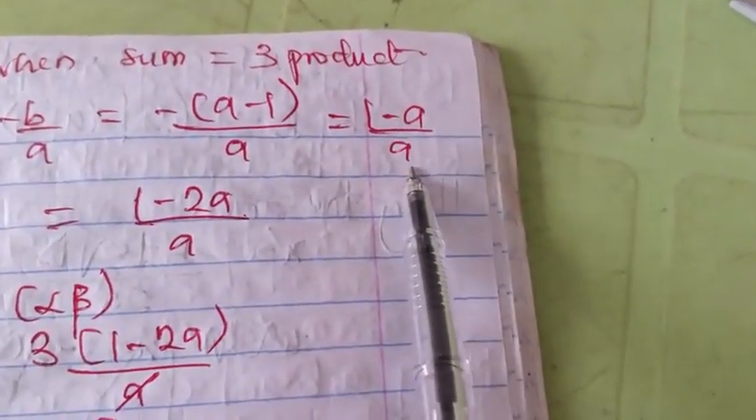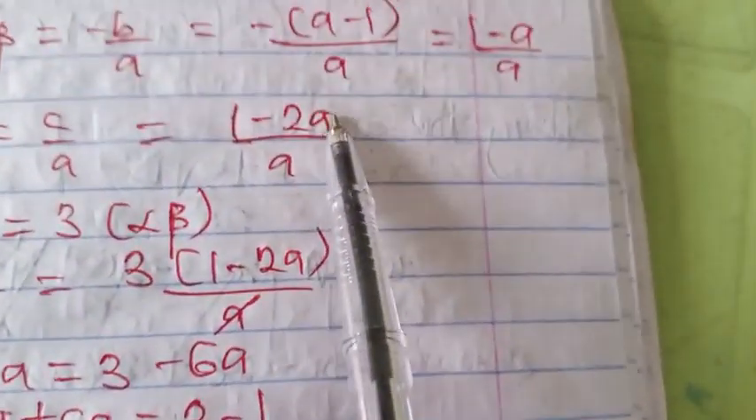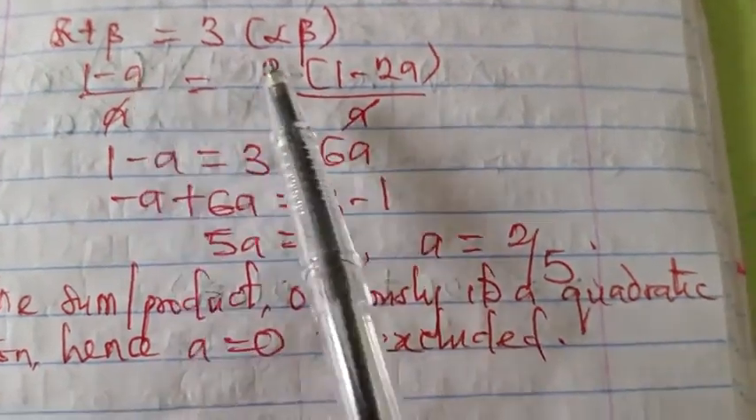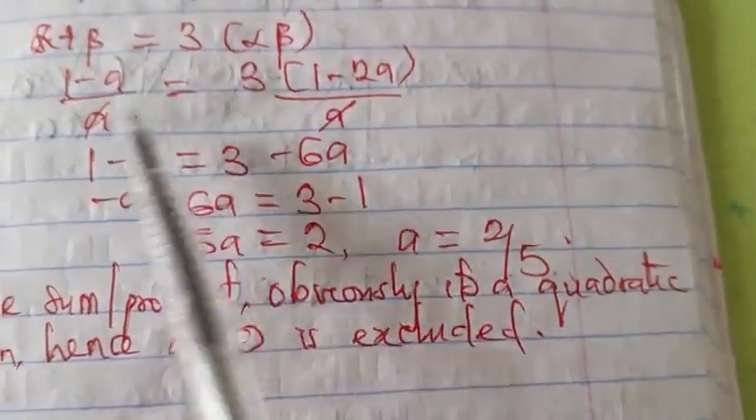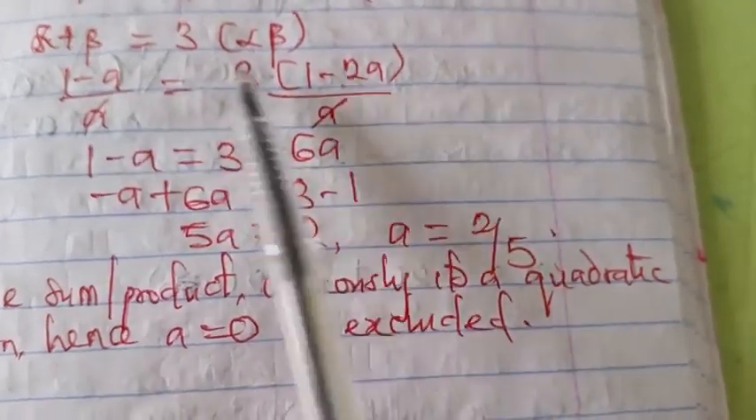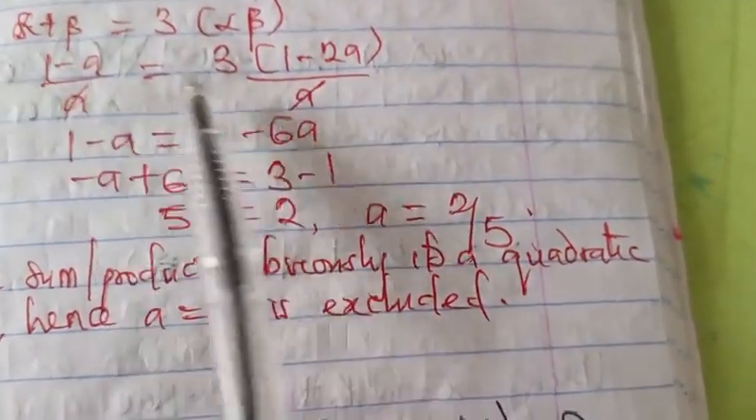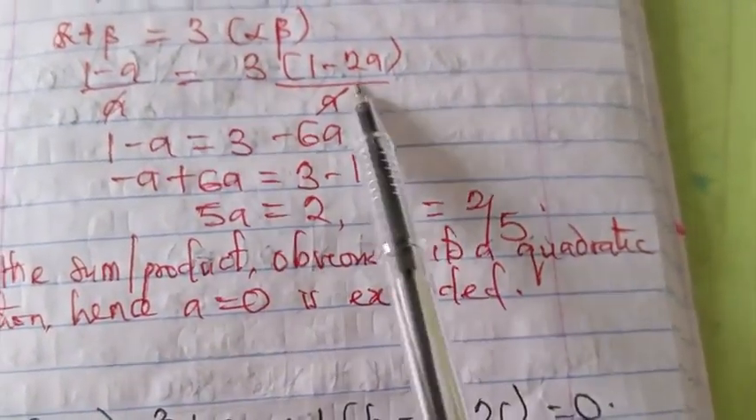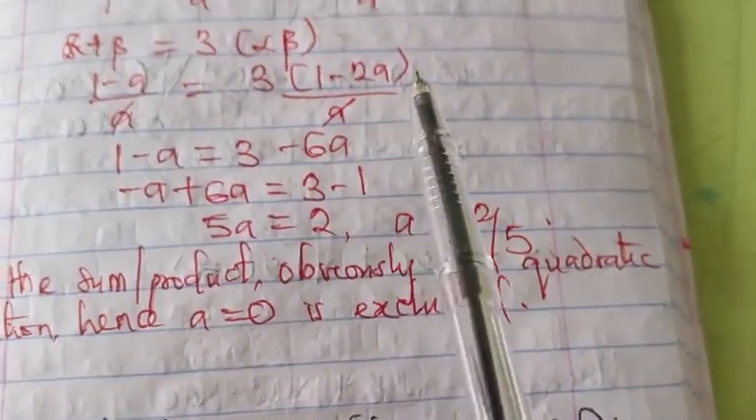What we get for the sum is 1 minus a all over a. And what we got for the product is what? 1 minus 2a all over a. So the sum is 3 times the product. From here, when you have two fractions, and then on either side of the equal to, the denominator can cancel the denominator, numerator can cancel the numerator. So if they are the same, and if they are multiples of each other, you can divide, the usual division.